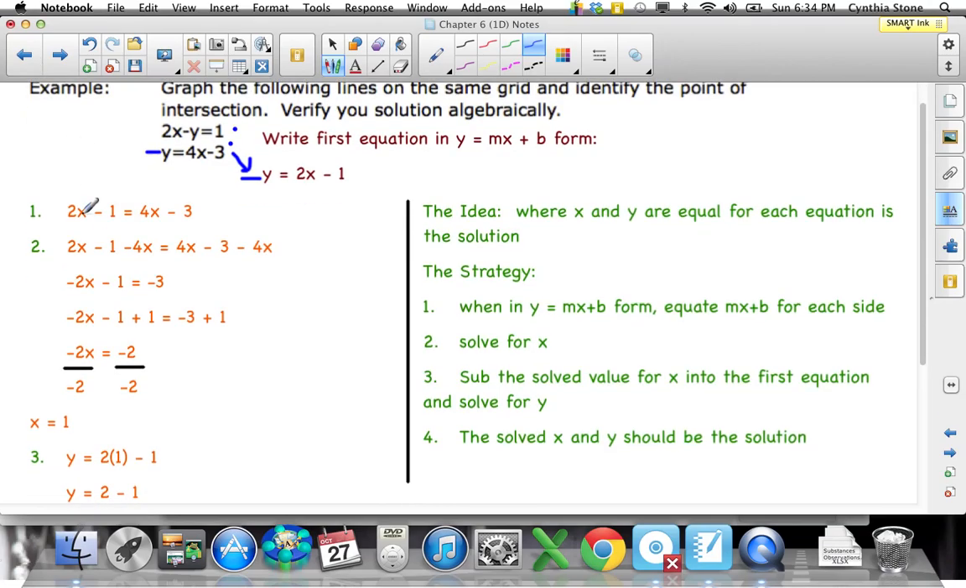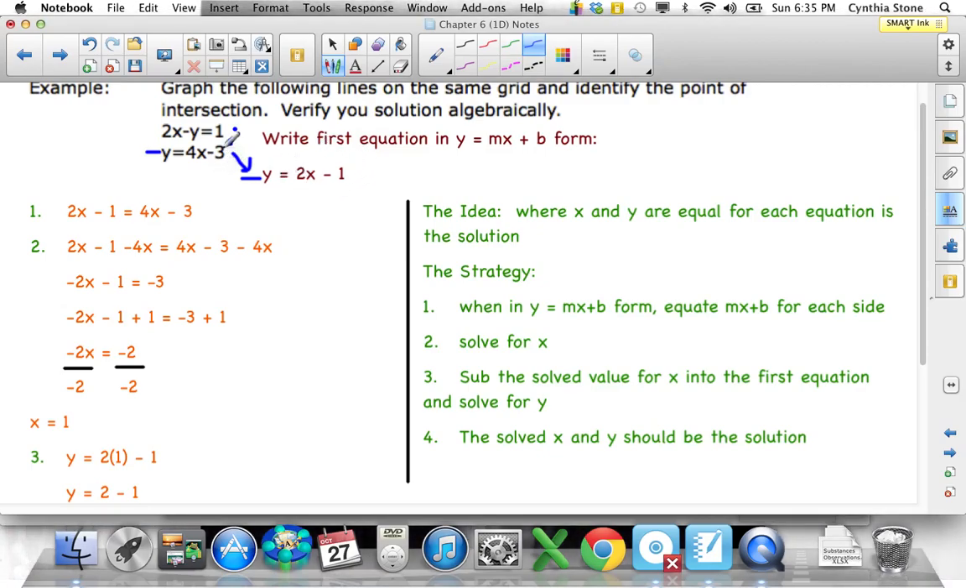So the idea, and this is a whole new thing you're learning here, let's look at the green first, is I can find the solution where the x and y are equal for each equation. So how I do that is I take it in y equals mx plus b form, and I take the mx plus b for this one, I make it equal to the mx plus b for this one, because my y's are equal at the solution point. And I solve for x. So let's go through that here. See what I did? 2x minus 1, this part equals this part.